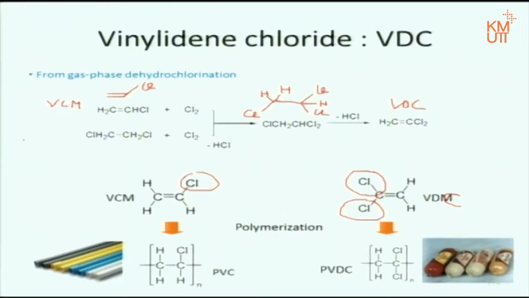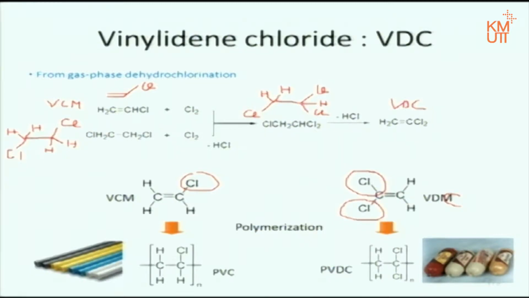But the second possibility, you start from EDC. This is the structure of EDC: 2 chlorides and 4 hydrogens. In this case, chlorination is also possible, but it's not the same chlorination as from VCM. Chlorination of VCM is addition, but chlorination of EDC is radical substitution. So the 2 reactions are different. If you start from EDC, you substitute hydrogen by chloride radical in this condition.